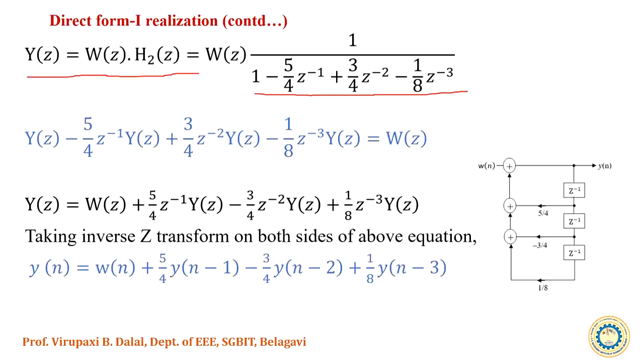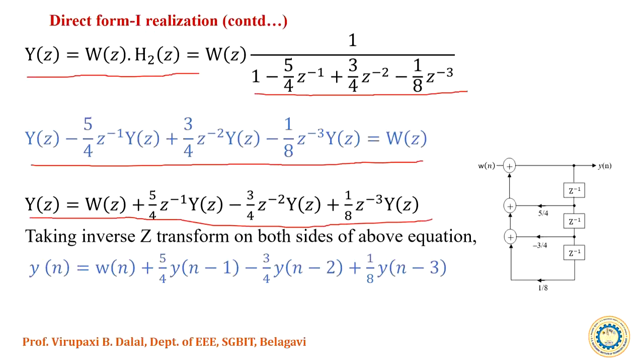Y(z) minus 5 by 4 z inverse Y(z), plus 3 by 4 z raised to minus 2 Y(z), minus 1 by 8 z raised to minus 3 Y(z) is equal to W(z). Simplify this further. Keep Y(z) on the left hand side. I can write Y(z) is equal to W(z) plus 5 by 4 z inverse Y(z) minus 3 by 4 z raised to minus 2 Y(z) plus 1 by 8 z raised to minus 3 Y(z).